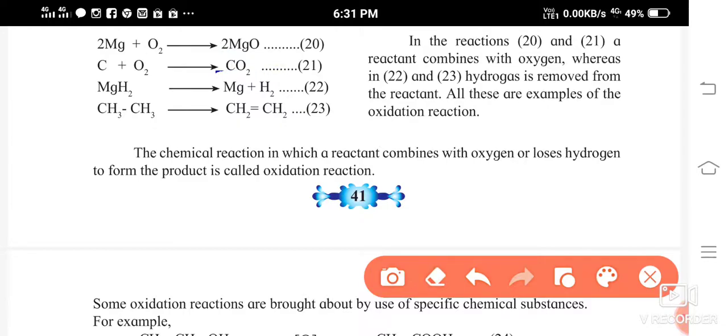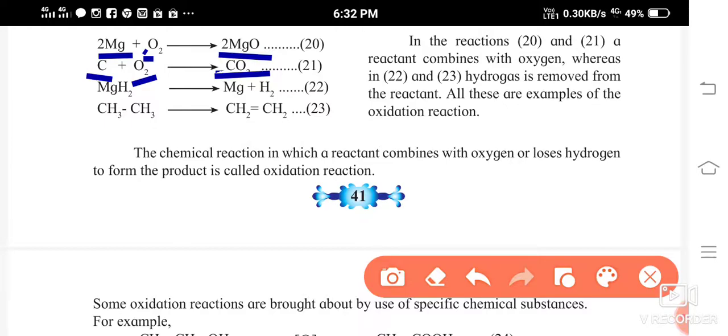This is magnesium and this is carbon. When magnesium combines with oxygen, it forms MgO. So this magnesium formed magnesium oxide. Mg formed MgO. What happened during this reaction? Magnesium was oxidized to magnesium oxide and carbon was oxidized to carbon dioxide. So in these two reactions, oxygen was gained, isn't it?